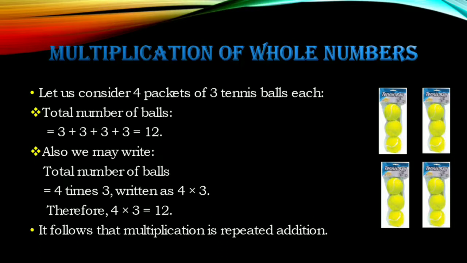Also, we may write total number of balls is equal to 4 times 3, written as 4 multiplied by 3. Therefore, 4 multiplied by 3 gives the product 12. This shows that in both the methods, the final answer is 12. It follows that multiplication is repeated addition.